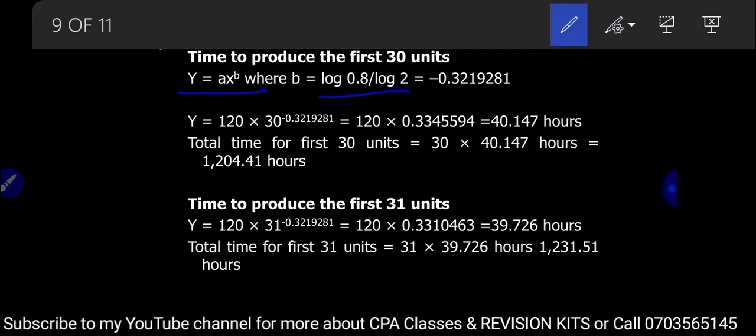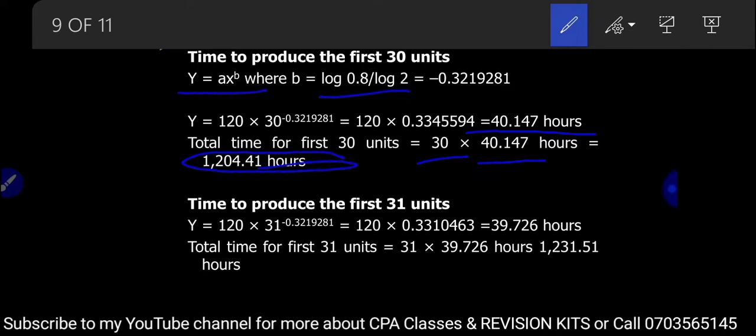Meaning that if you want to get the total time, this 40.147 hours is the cumulative average time per unit to produce the first 30 units. Now, if you want the total time for the first 30 units, we take the 30, that is your x, times the average time taken to produce each unit, that is 40.147 hours, giving us a total of 1,204.41 hours. This is the time taken to produce the first 30 units.